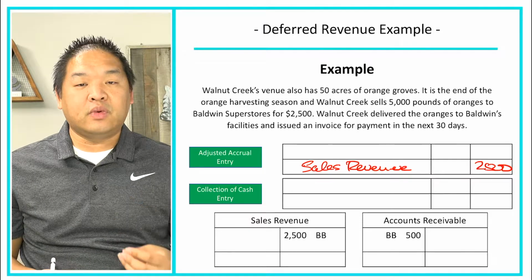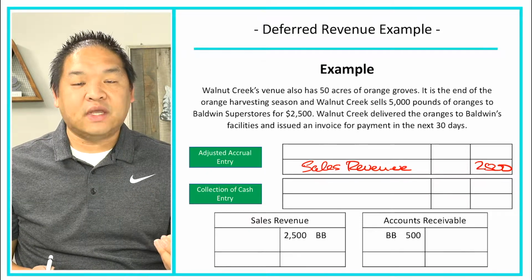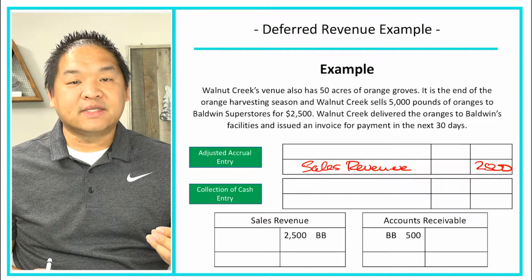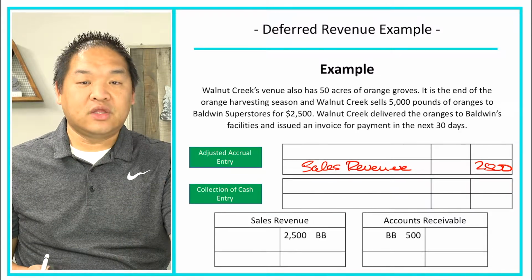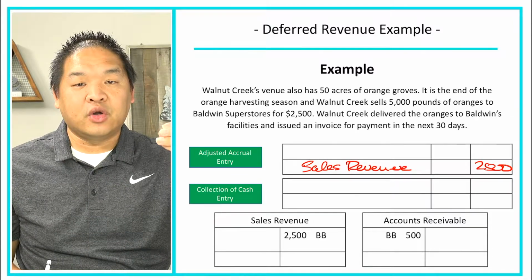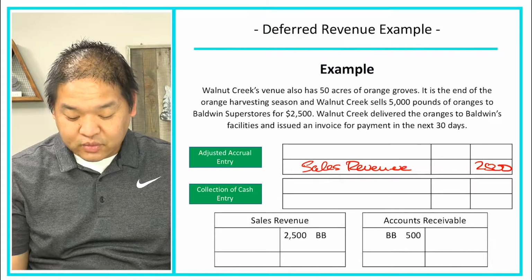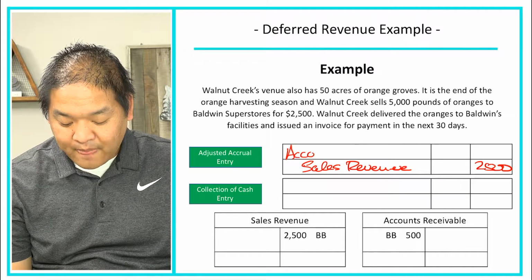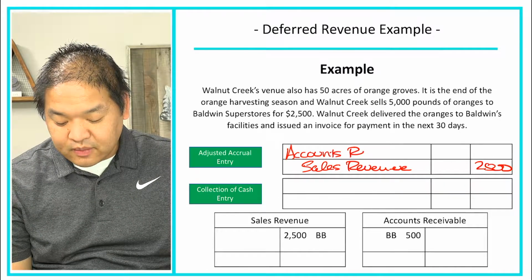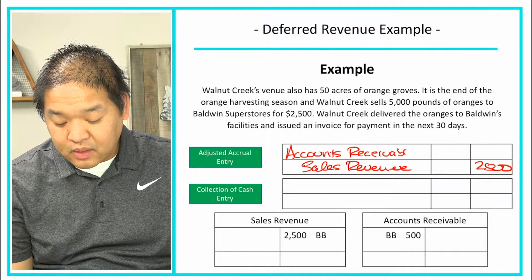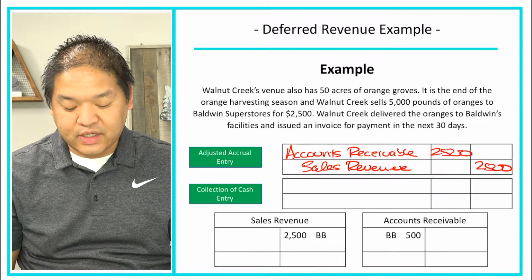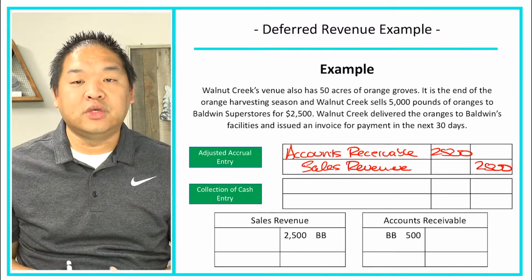Well, normally our debit would be cash, but we're not receiving the cash. We are basically telling Baldwin Superstores to pay us in 30 days. So instead, we are going to book an accounts receivable. So we're going to debit accounts receivable for $2,500. So that's what we would do there.